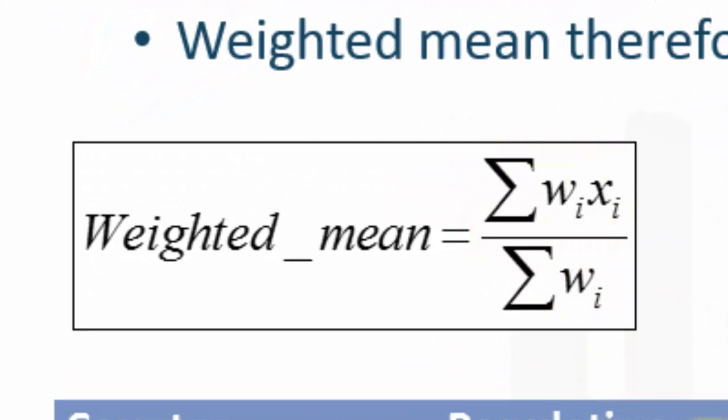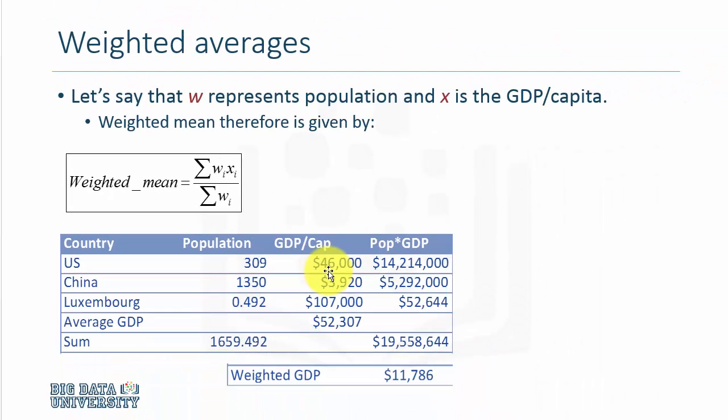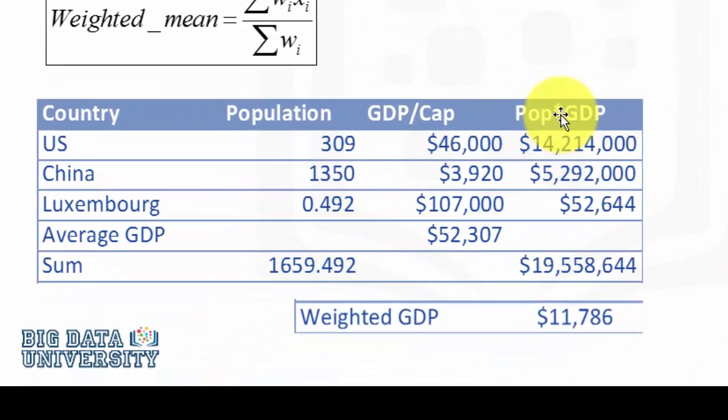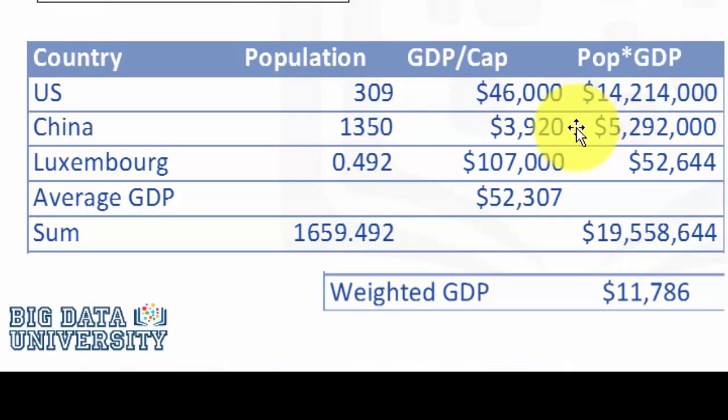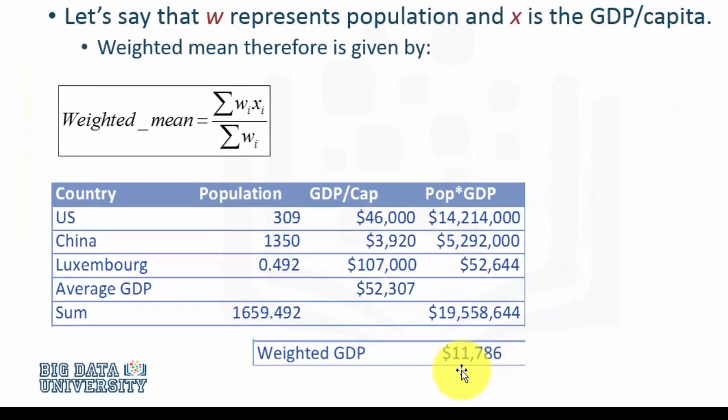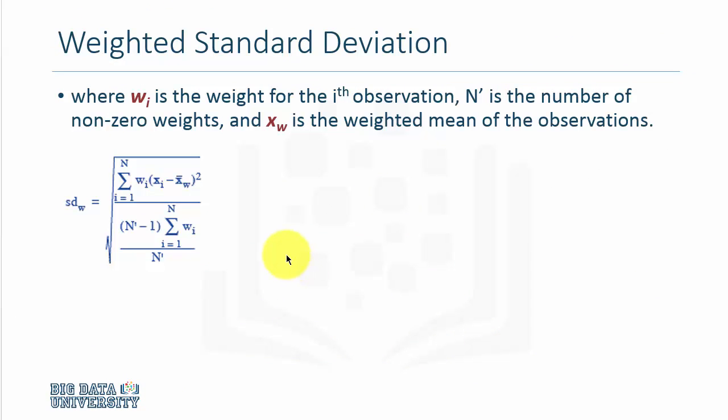Essentially, you take the population in millions and multiply it with the per capita GDP, and you get three numbers, one for US, one for China, and one for Luxembourg. And then you also sum up the populations for the three countries and divide this multiplied number, population times GDP per capita, that is 19 million and change, by 1,659, and the weighted GDP ends up being $11,786. One can compute the weighted standard deviation the same way.